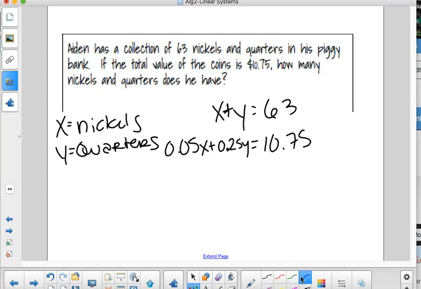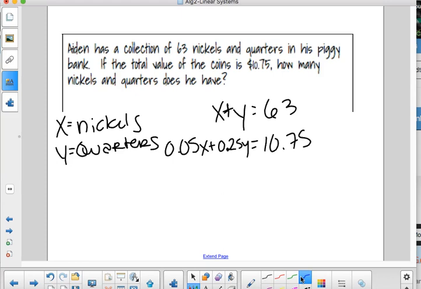Couldn't you technically write that equation 5x plus 25y equals 1,075? Yeah, you can multiply the decimals if you want. I would suggest leaving it as decimals because if you don't remember that trick, you're going to set 5 plus 25 equal to 1075. But the decimals are fine.